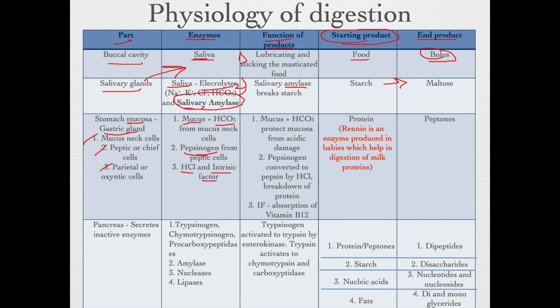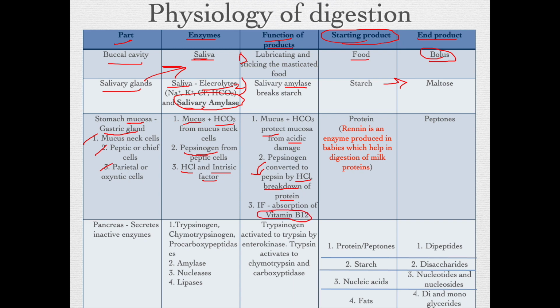The mucus and the bicarbonate secreted from the mucous neck cells protect the mucosa from the acidic damage due to the acid produced. Pepsinogen, which is an inactive enzyme secreted by the peptic cells, is converted to pepsin, which is the active form, by the action of hydrochloric acid, and this helps in the breakdown of protein. And finally, intrinsic factor helps in the absorption of vitamin B12.